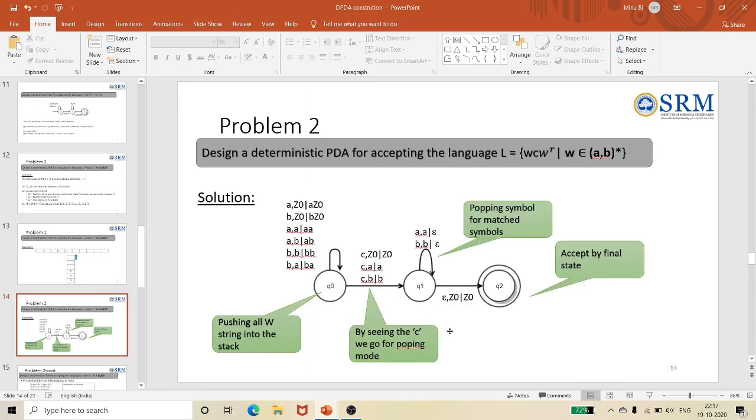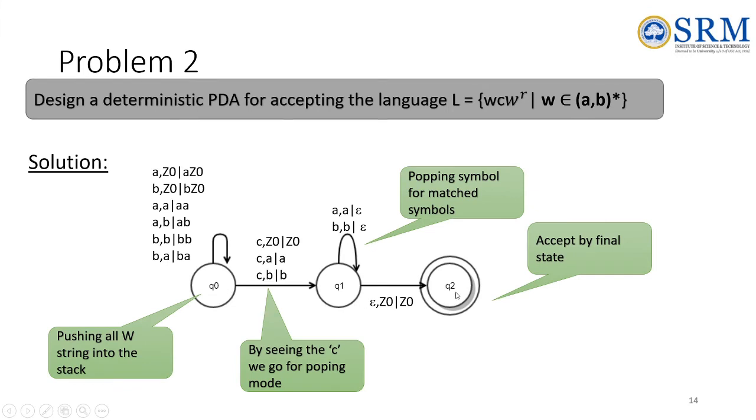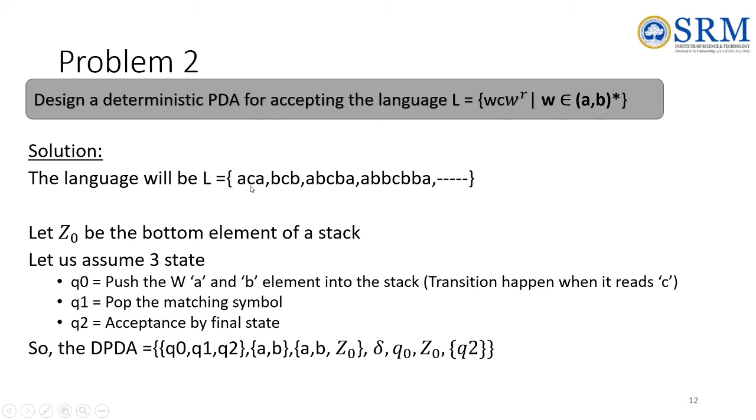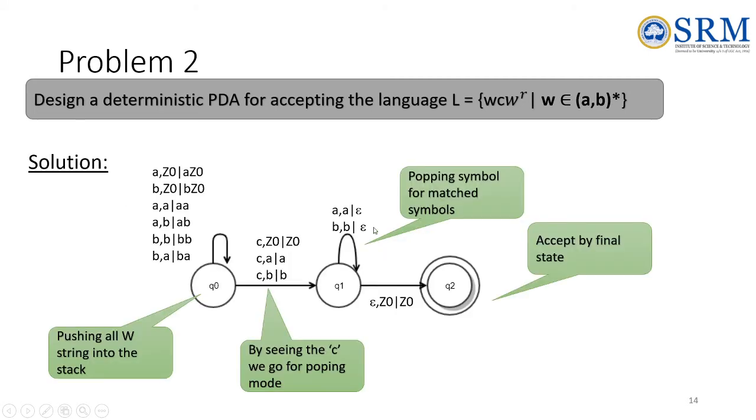So how will the PDA look? This is how the PDA will look. That is three states. Because there is no restriction, W can be either A or B. I may get an input that starts with an A, or it can also start with a B, a combination of anything. So there is no restriction, and I have written every combination.